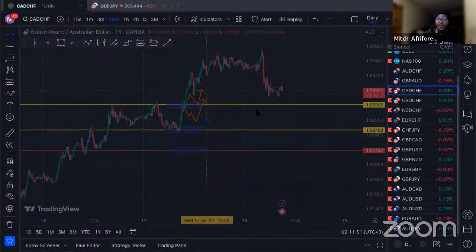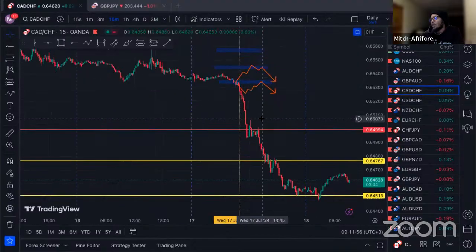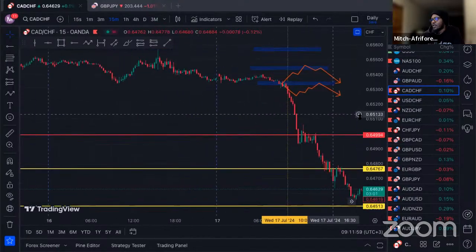Now the Swiss franc pairs really did show a lot of strength yesterday. You can clearly see this is a pair that we're looking for selling opportunities yesterday, and you can see the 3 areas that we had pointed out.